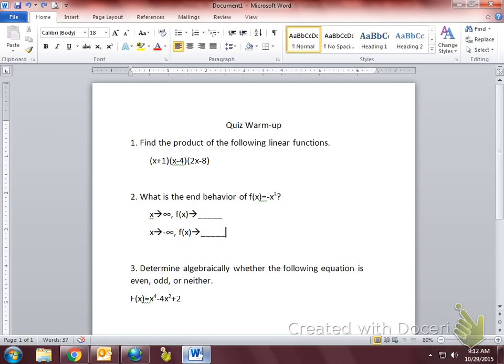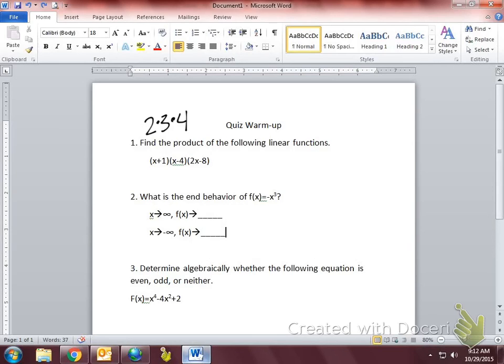So, looking at number 1, it says to find the product of the following linear functions. Whenever you do this, just take it 2 at a time. Just like if you were to multiply 2 times 3 times 4, you would multiply 2 times 3 to get 6, and then you would do 6 times 4 to get 24. So you're only taking it 2 at a time. You're going to do the same on the products from number 1.